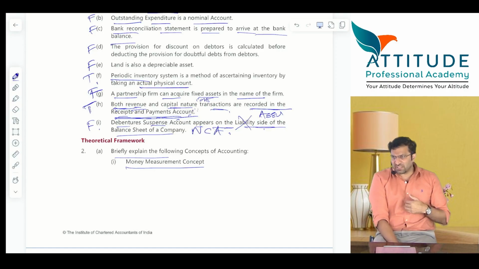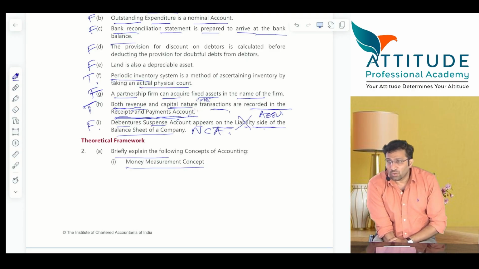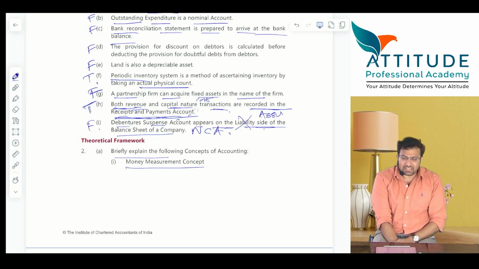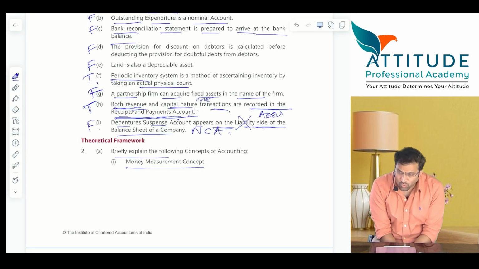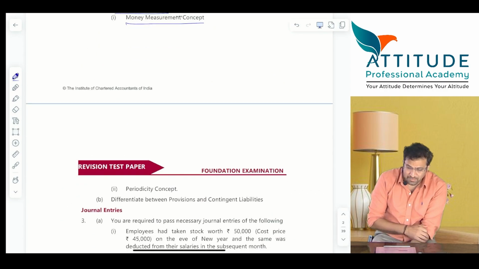Human resource is an important asset for my organization. But can I show human resource as a fixed asset in my organization? Answer is no. You cannot value a human resource. So those examples you can write. Is that clear? This is for your homework, not now. Then you tell me about the next one. Periodicity concept.